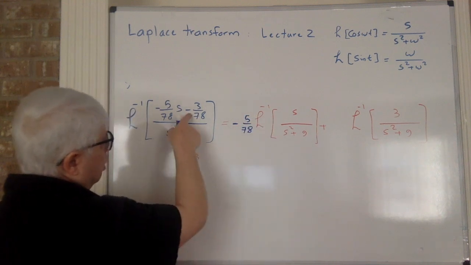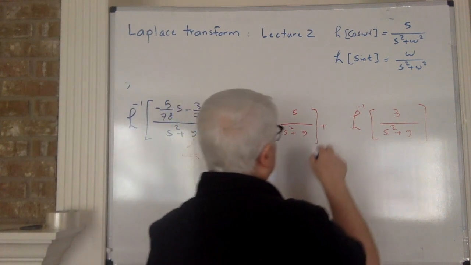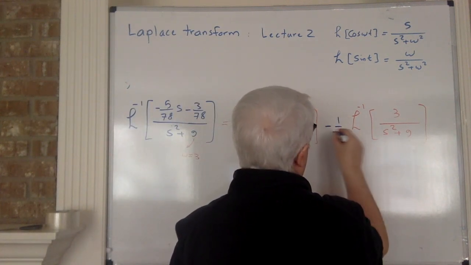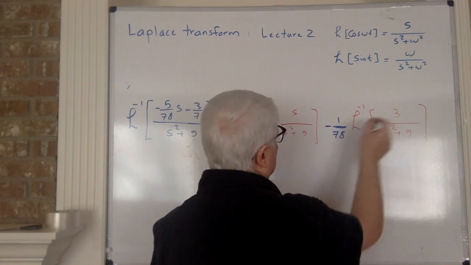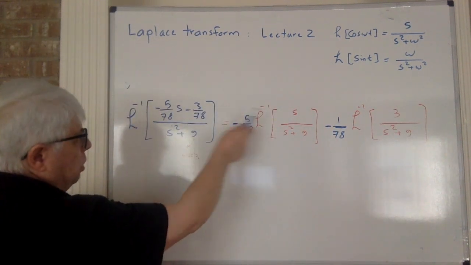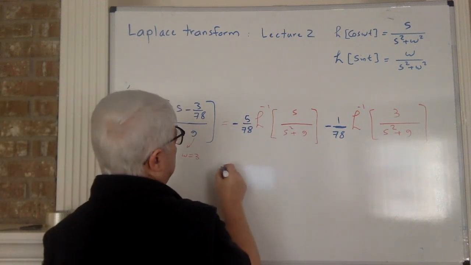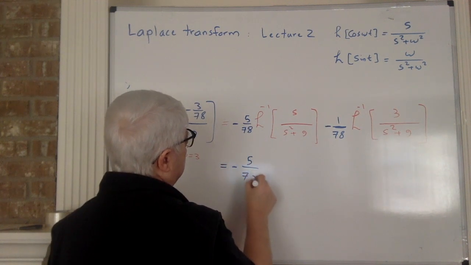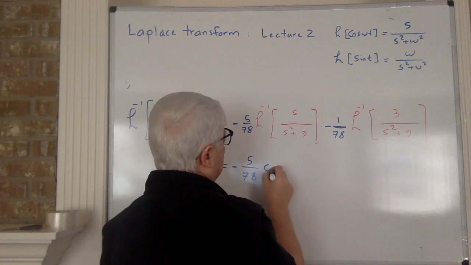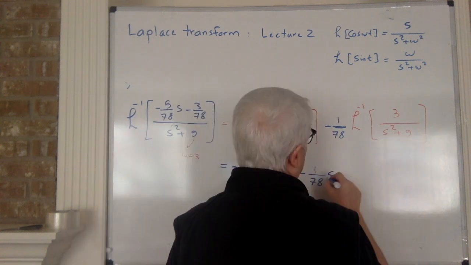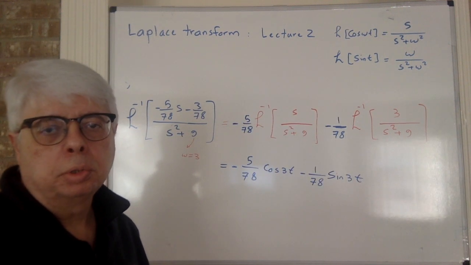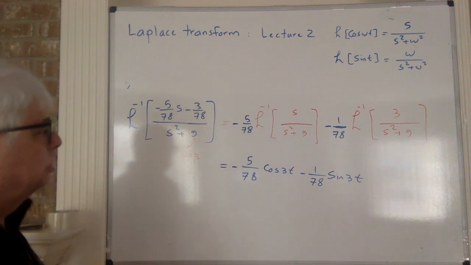Over there I need a 3, I have a 3 over 78. So I have minus 1 over 78, right? Because I have 3 over 78, I need the 3 over there in the numerator, so 1 over 78. So this will be minus 5 over 78, and that is cosine 3t, and this one minus 1 over 78 sine 3t. Just add this to those solutions and you have the solution.